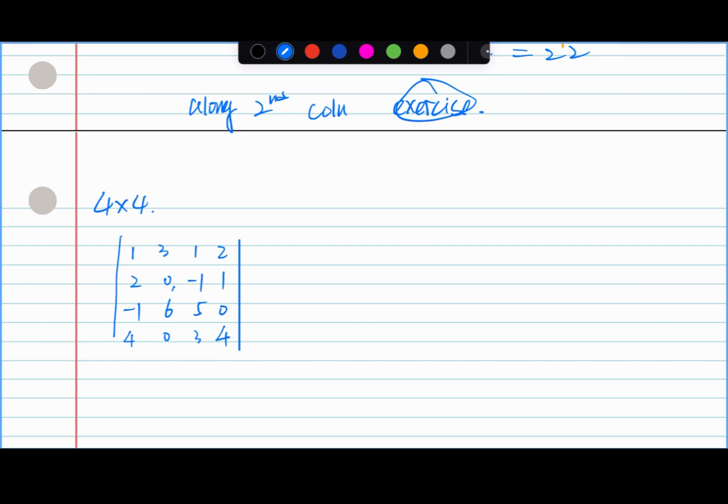Right. So to do this we usually pick a row or a column that has the most zeros, so that when we multiply by the factor we will just get a 0. So for example, in this case we will choose this second column.